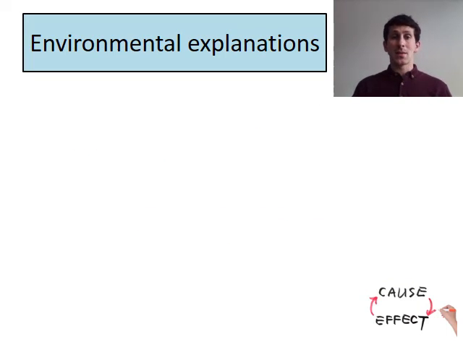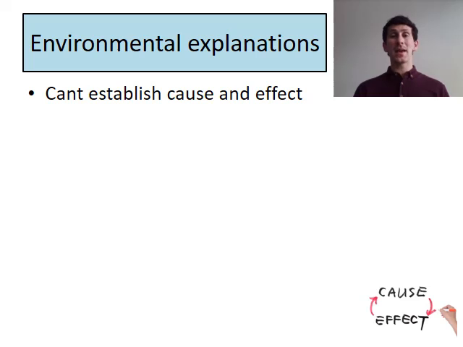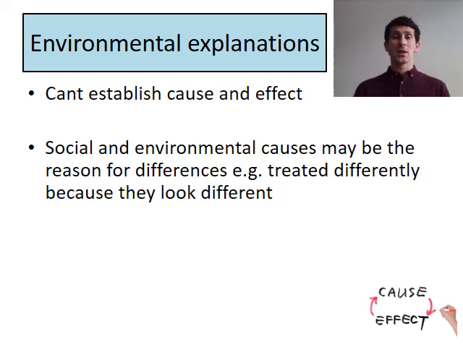We're going to have a little look at some environmental explanations now for these results. As we've already seen, we've mainly looked at the genetic reasons for the psychological, behavioural, and physiological differences. But the main thing is we can't establish cause and effect, okay, because it might be due to social or environmental differences. For example, they might be treated differently.